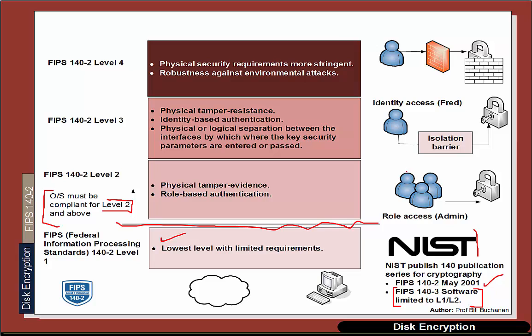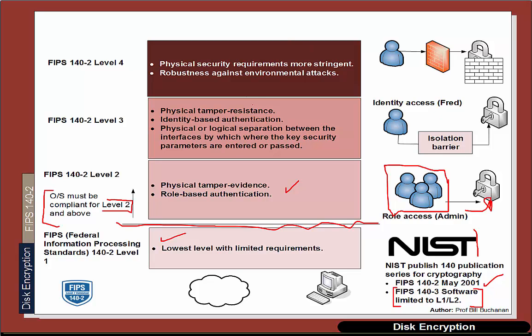So at level 2, we have some sort of physical tamper evidence on it, and we have role-based authentication. So a role is typically that you have a certain role, such as administrator or staff or students, and that allows you access to your security product.